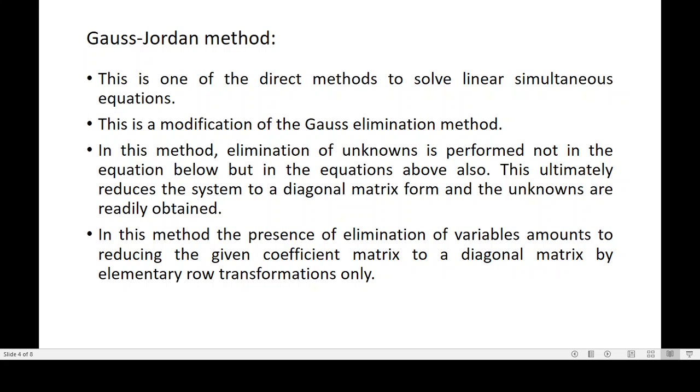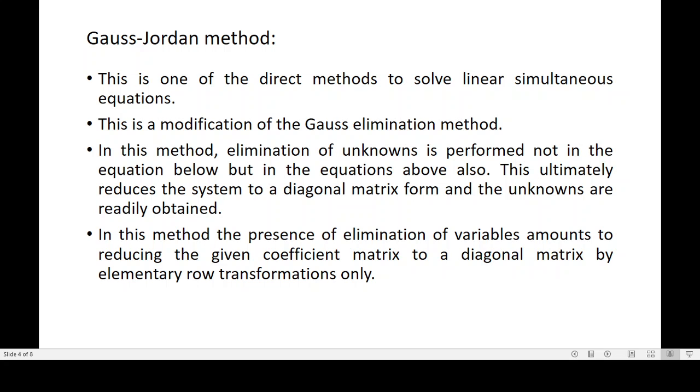Now, what is the Gauss elimination method? In the Gauss elimination method, given a system of linear equations, we reduce the coefficient matrix to an upper triangular matrix using elementary row transformations only.